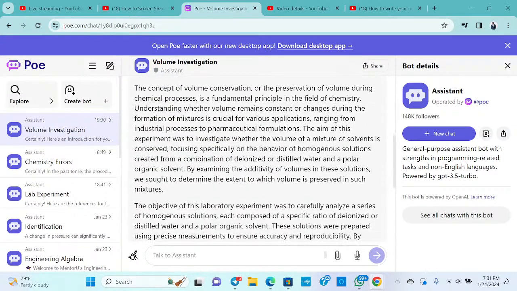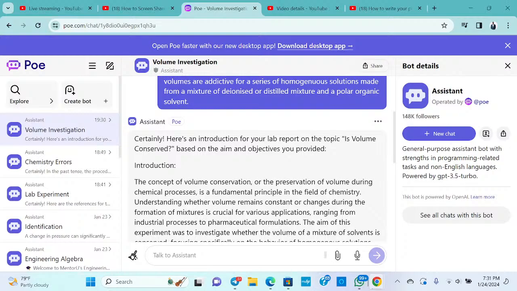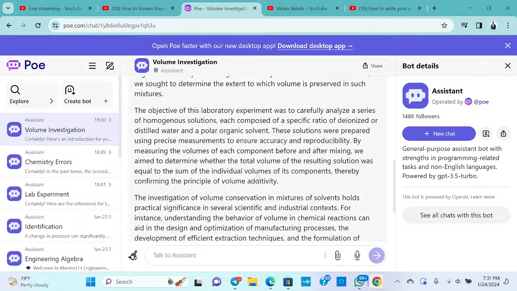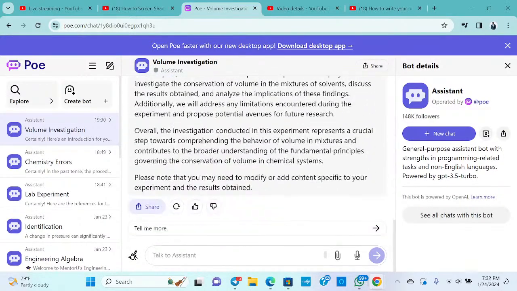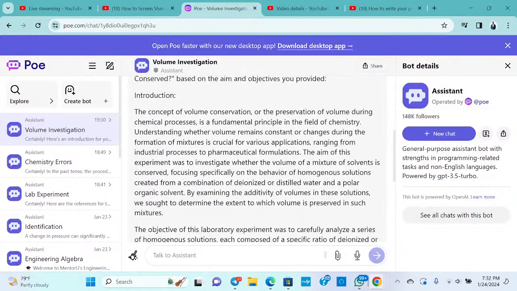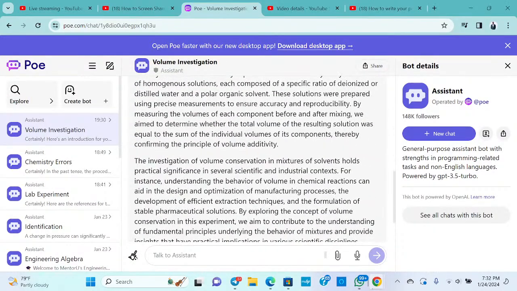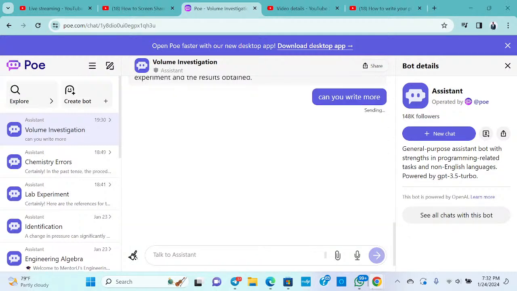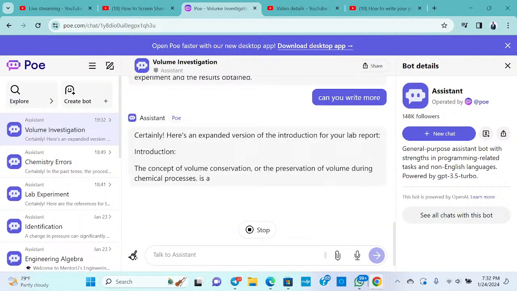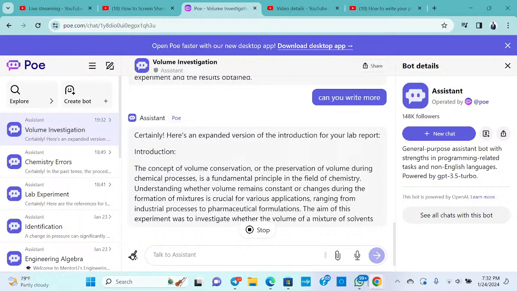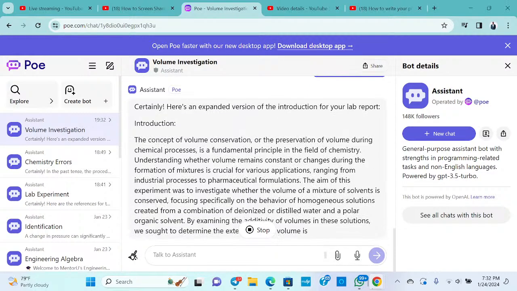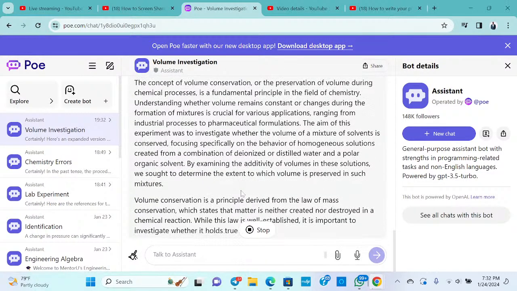Yes. So for example, when it comes to the introduction, they want you to write a lot. So for example, let's say ChatGPT gives me this information and I feel that this information is not enough for 3 pages minimum. I'll say, okay, can you write more? You get it? So now it's giving you an expanded version. So now ChatGPT is going to write a lot for you.